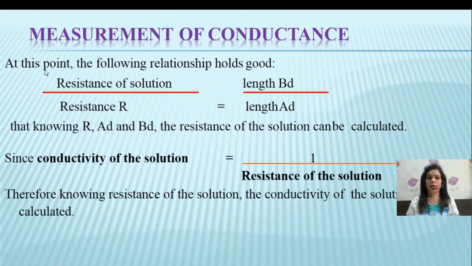At this point, the relation of resistance of solution with respect to resistance of R equals length BD upon length AD. This is based on Wheatstone bridge network: knowing the value of R, the known resistance, and the lengths of wire AD and BD, we can calculate conductivity of solution by taking the reciprocal of resistance of solution.